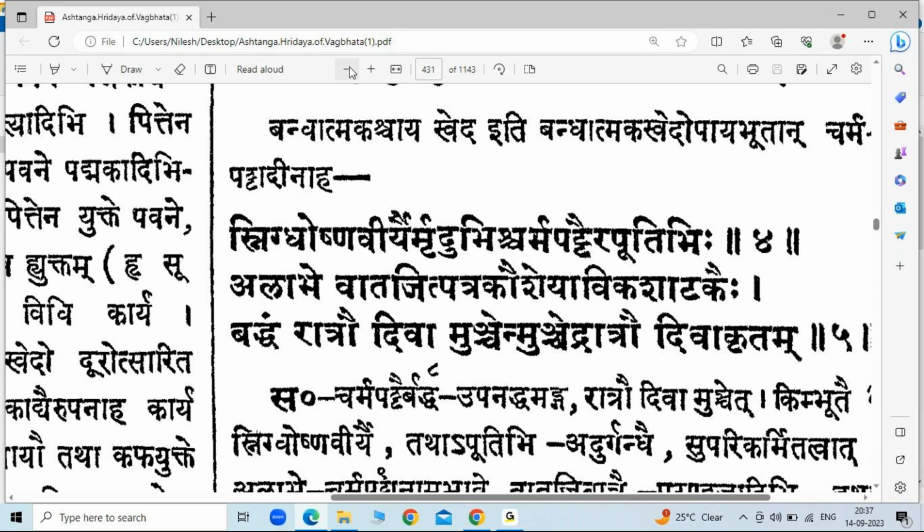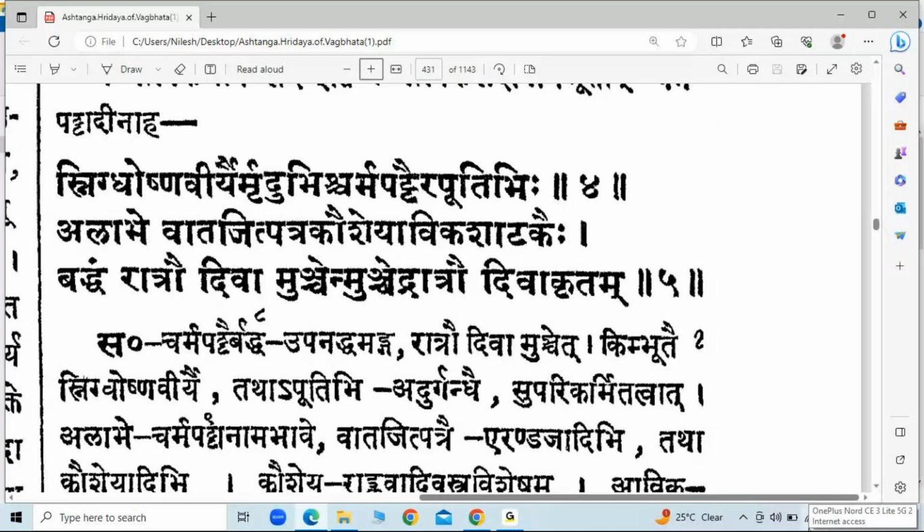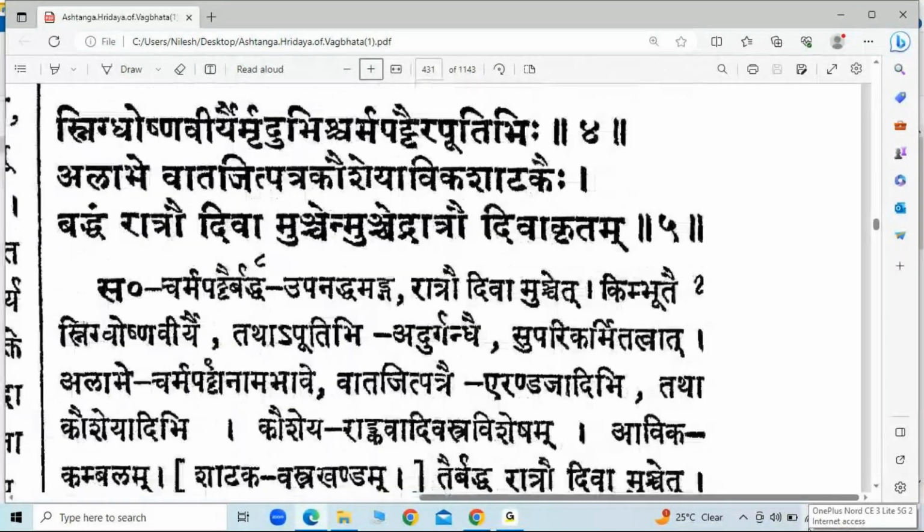the criteria that snigdhoshna vidyaihi mrudubhihi. So those characteristics are becoming the important criteria, and also that material should be proper for making the bandaging. So such materials can be used when alabhe, when that charma pattam is not available.